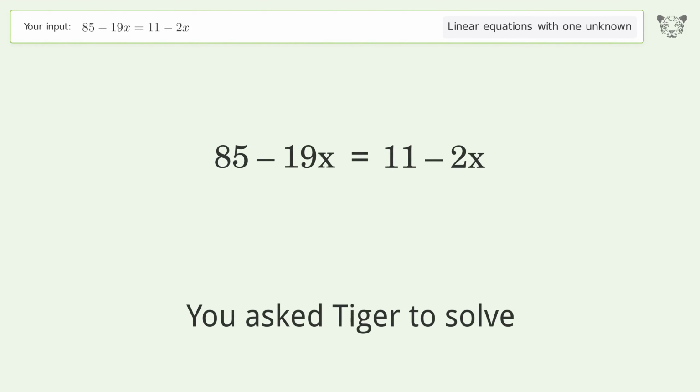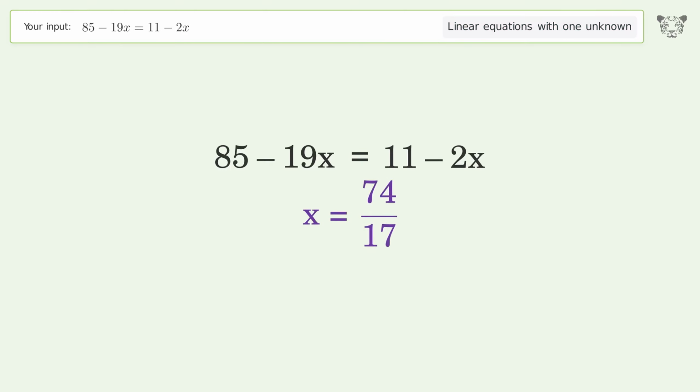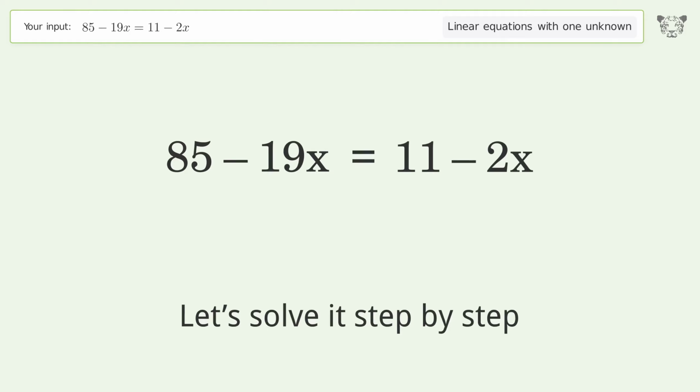You ask Tiger to solve. This deals with linear equations with one unknown. The final result is x equals 74/17. Let's solve it step by step.